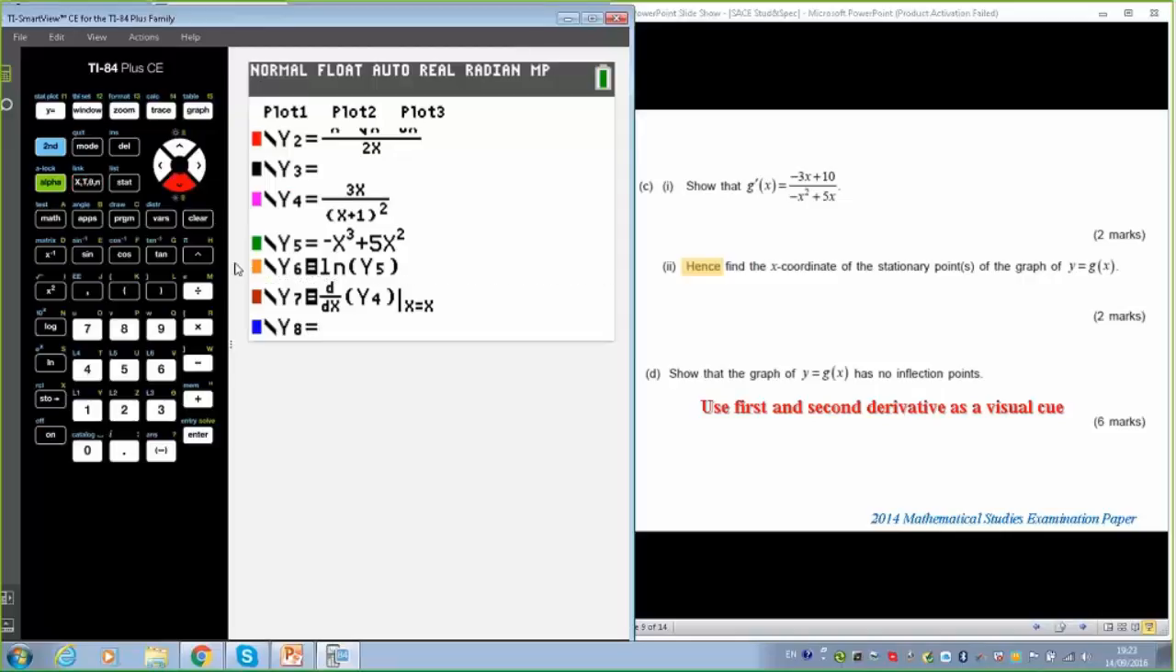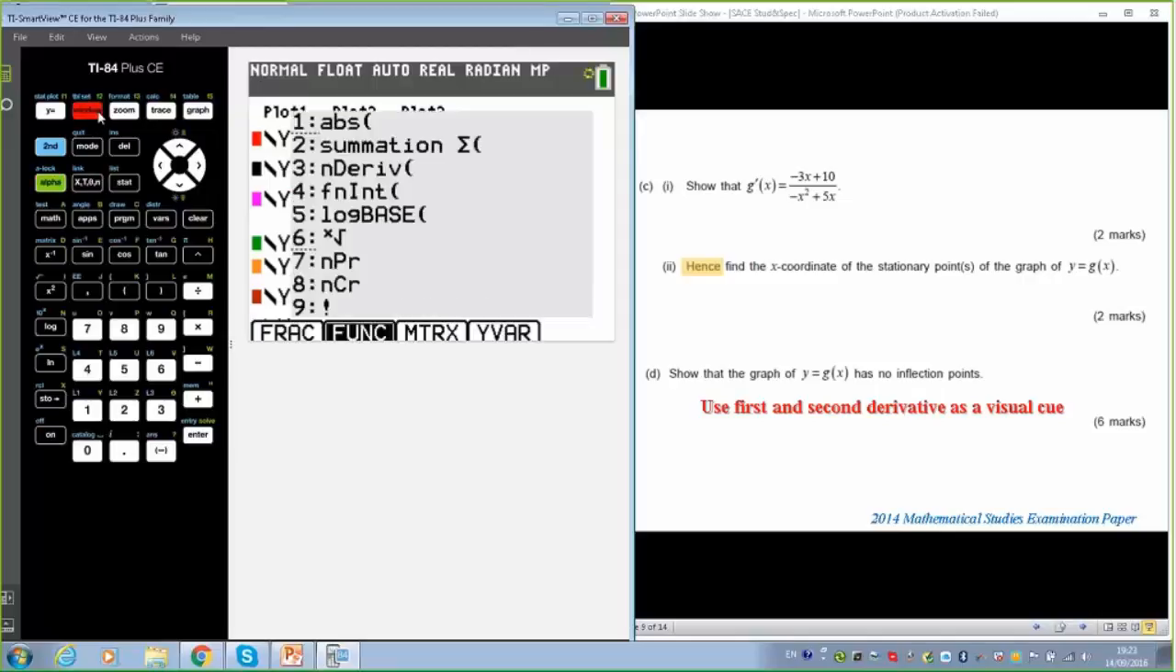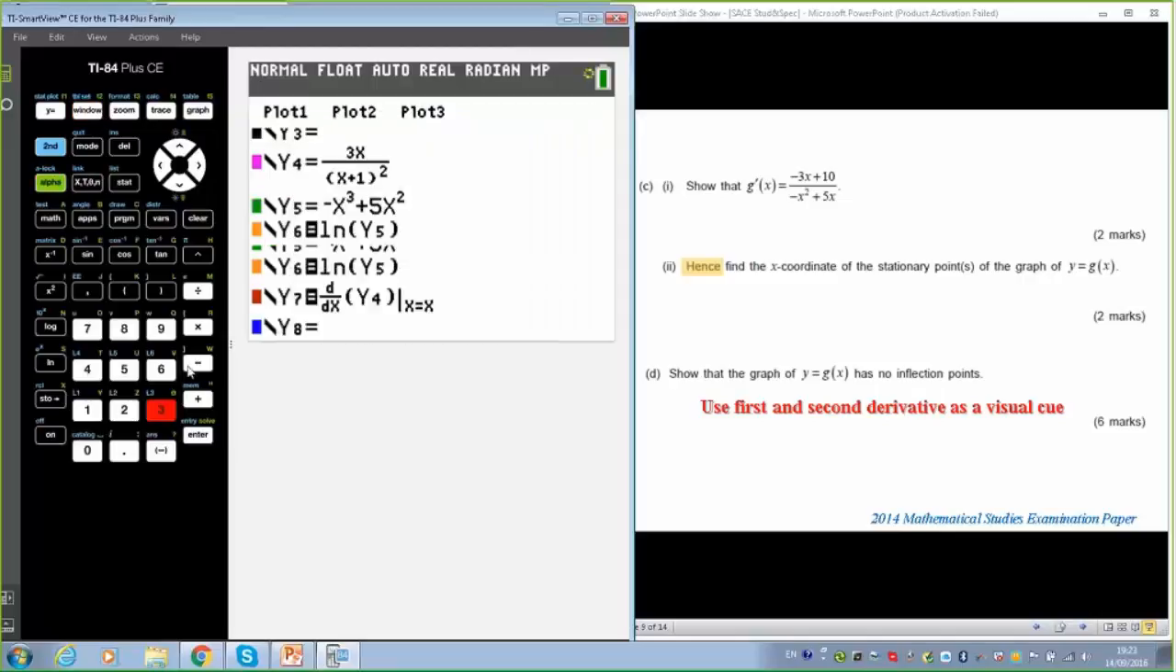And we don't have a second derivative, but we sort of do. And again, I think this is a nice little thing to get the students thinking, well, what it really is is just the derivative of the derivative.